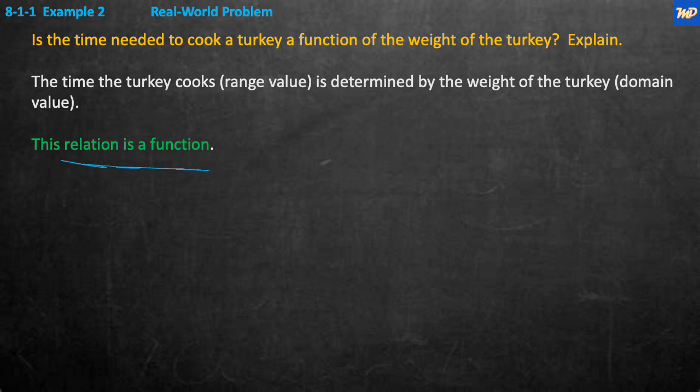So why is it a function? Because no matter what the weight is, the turkey's weight, you're going to get a specific time to cook it. So if it's 1 pound, it could be 2 minutes. If it's 2 pounds, it could be 2 minutes. But it's not 1 pound equals 1 minute, and then you go down and have another 1 pound equals 2 minutes. So this relation is definitely a function.